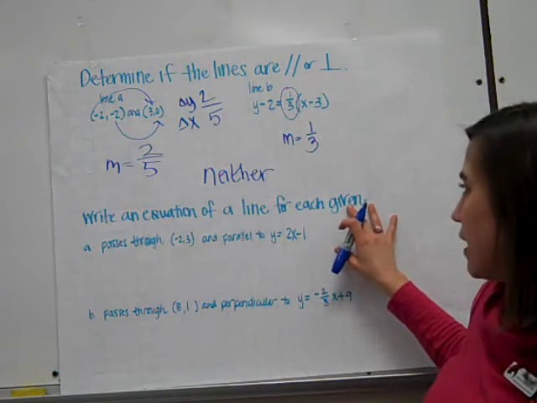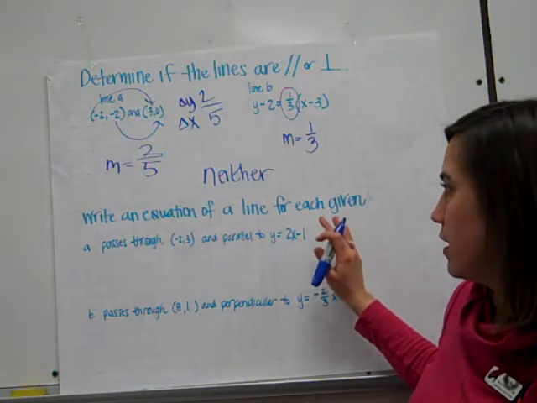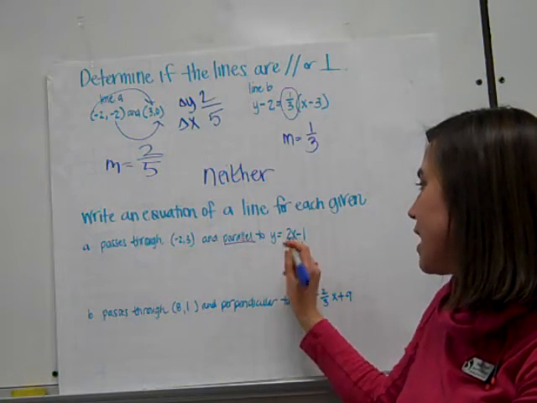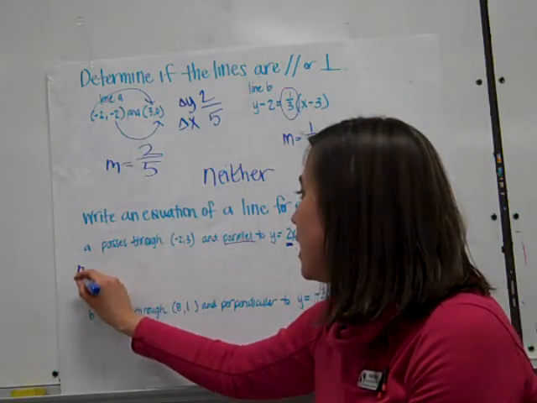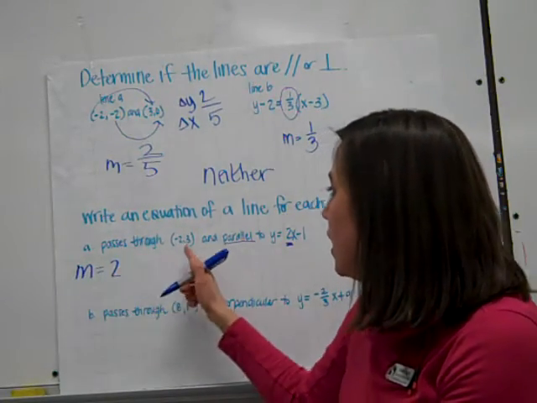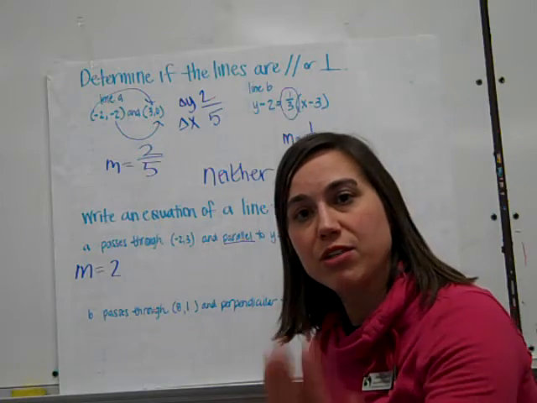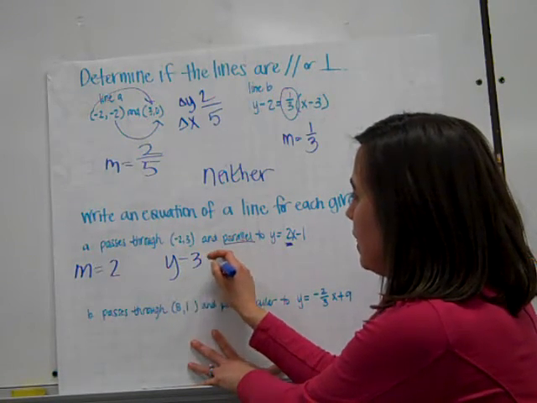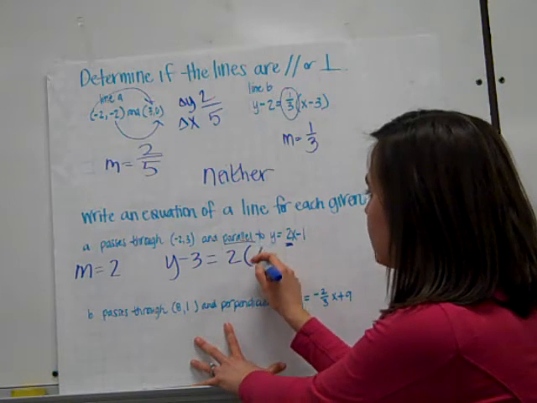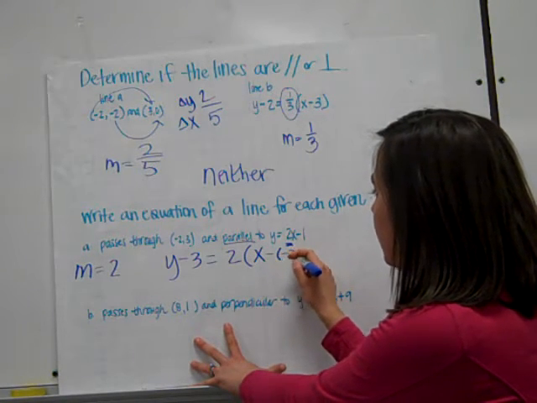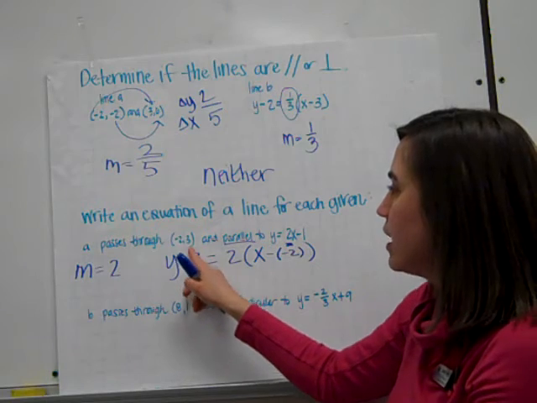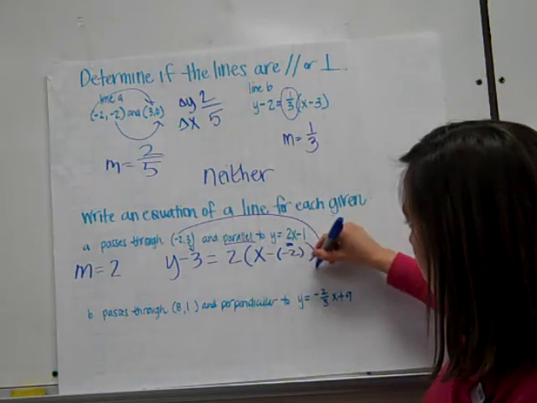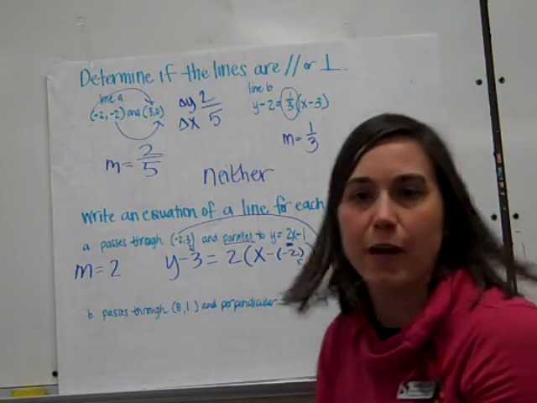Write an equation of a line for each given scenario. Parallel in this first one tells me that my new line should have the same slope. So my new line's slope should be 2. This is the ordered pair that the new line should go through. So I'm going to make my equation y minus 3 equals 2 times x minus -2. Remember, this 3 comes from this point here, and -2 goes right in here for x1.